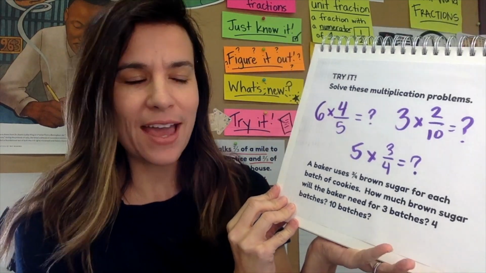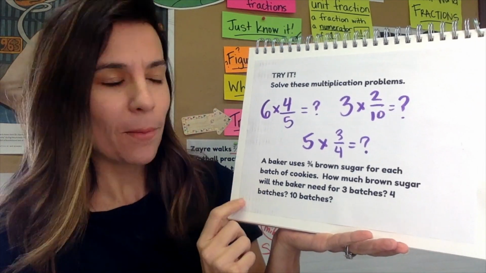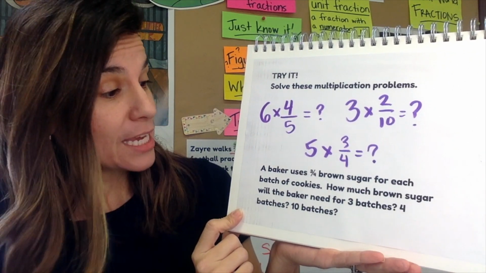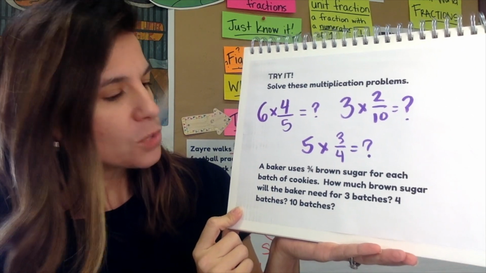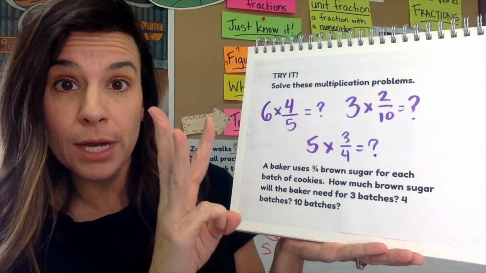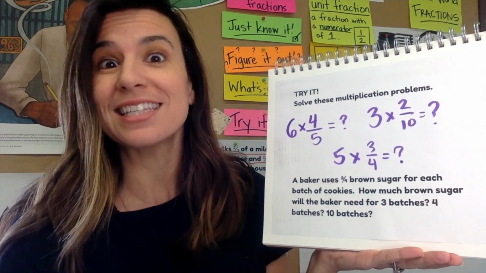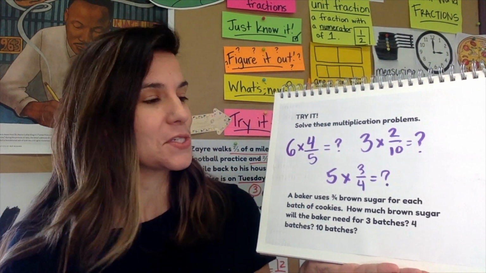And then I have a special little word problem for you here. A baker uses 3/4 cup brown sugar for each batch of cookies. How much brown sugar will the baker need for 3 batches? 4 batches? 10 batches? That's a lot of cookies, but sounds delicious.